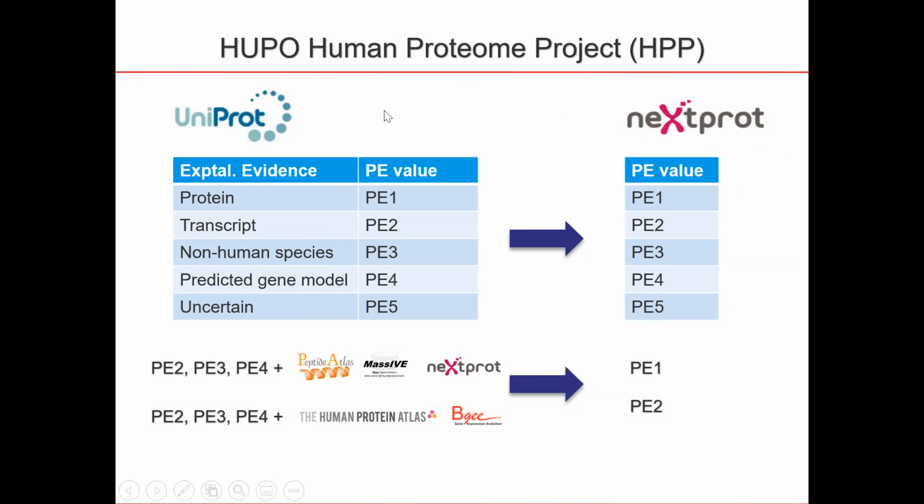And at nextProt, we use exactly the same PE value scale as UniProt, and we also apply the same rules to assign these values. Now, since we have data from a number of additional resources, we can upgrade the protein existence values of entries which are PE2, 3, or 4 to PE1 with mass spectrometry data taken from Peptide Atlas, Massive, and nextProt, and to PE2 with RNA-seq data from Human Protein Atlas and Bgee.